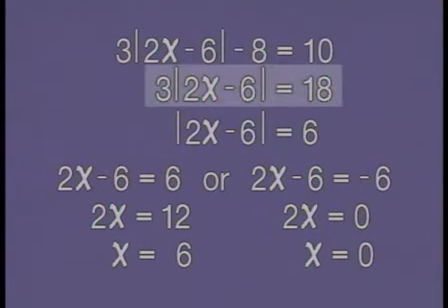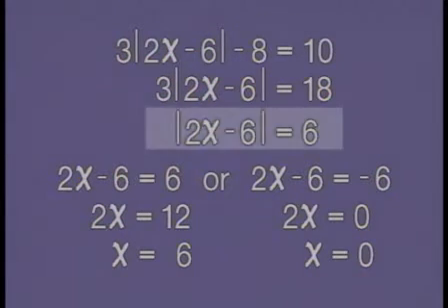We get 3 times the absolute value of 2x minus 6 equals 18. Okay? We still have that 3. We have to isolate the absolute value. Get it by itself. We need to get rid of the 3. So multiplying the absolute value by 3, we divide both sides by 3. We get the absolute value of 2x minus 6 equals 6, which means what's inside that absolute value can either be 6 or it can be -6.